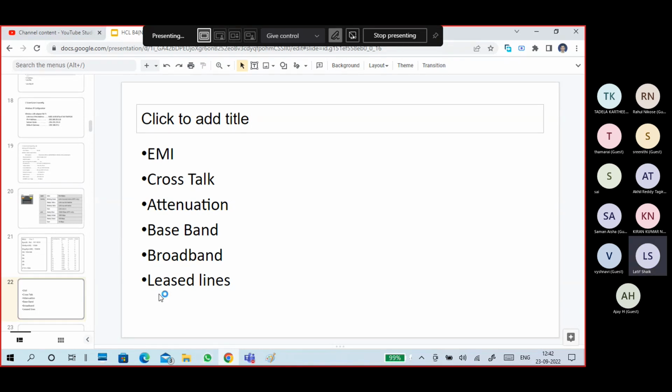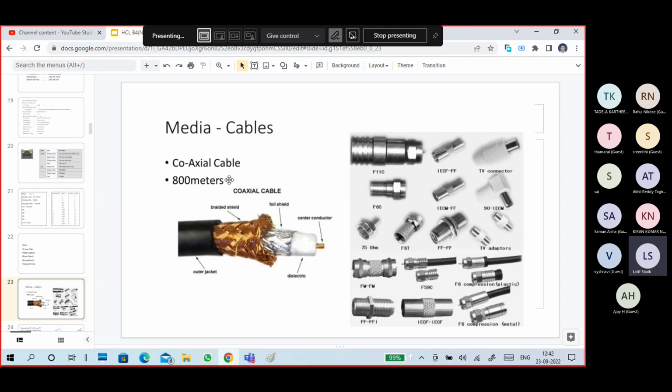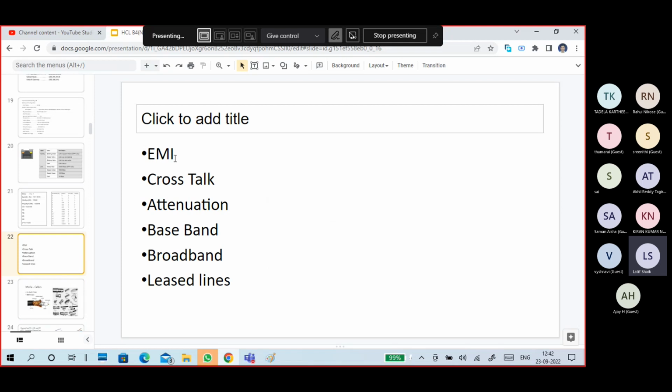I think I will forward some questions also. We can check how important the MAC address is. Next, we are going to cables. Before going to cables, I want to tell some words here.